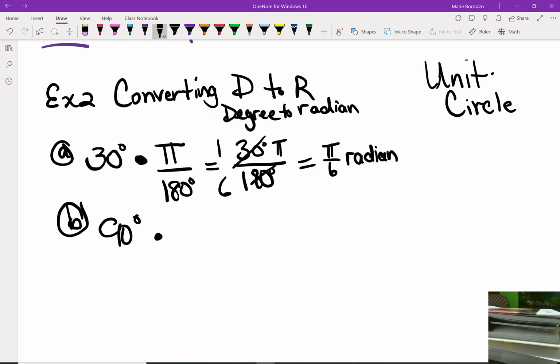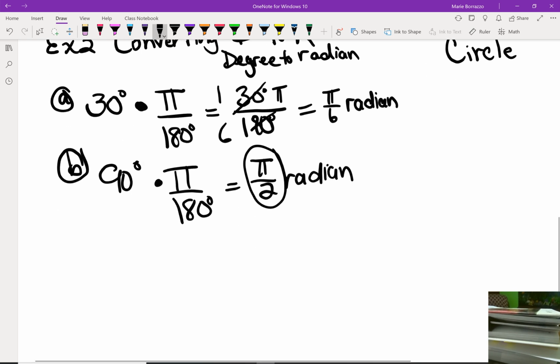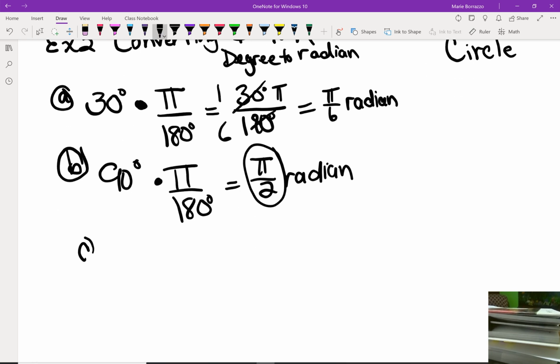So once again, we're converting the 90 degrees from degree to radian. We multiply by pi over 180 degrees, and we end up with pi over 2 radian. Pi over 2 is one of those standard values that we use in the unit circle.